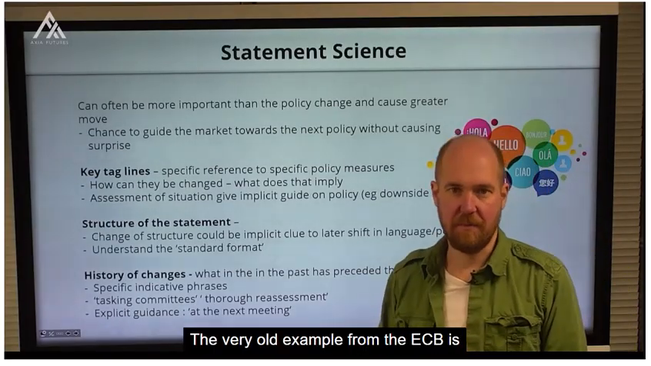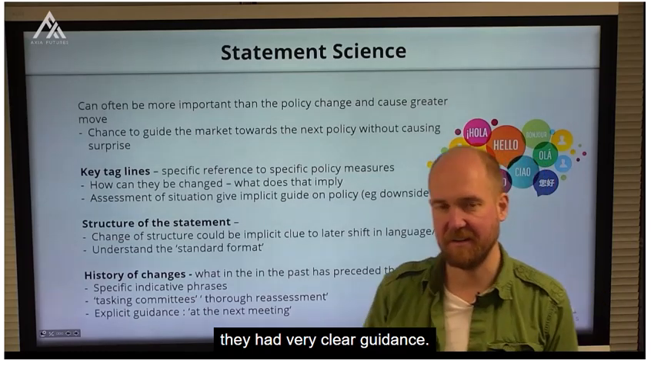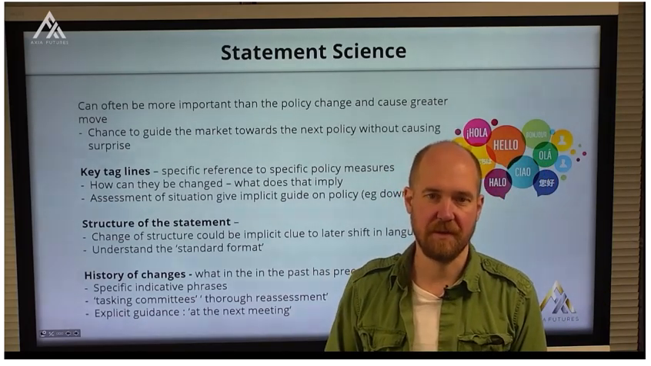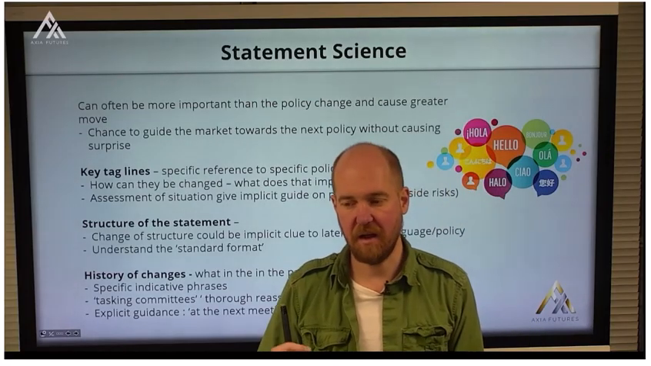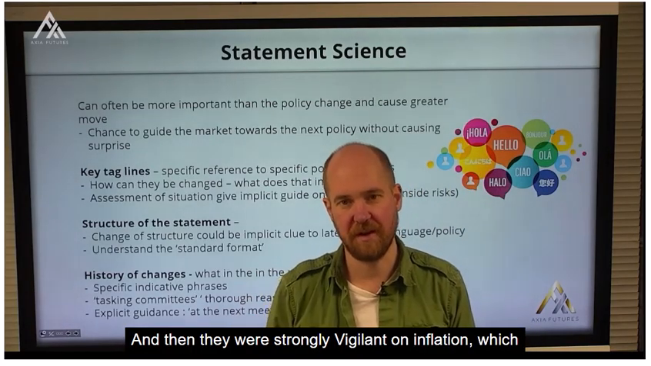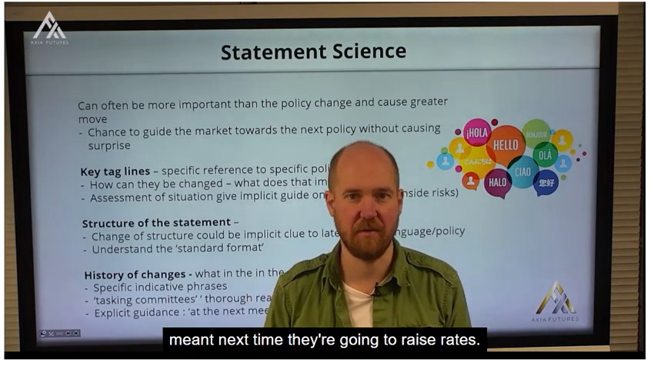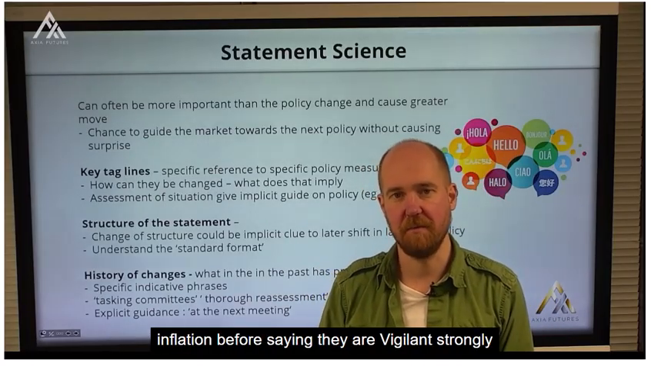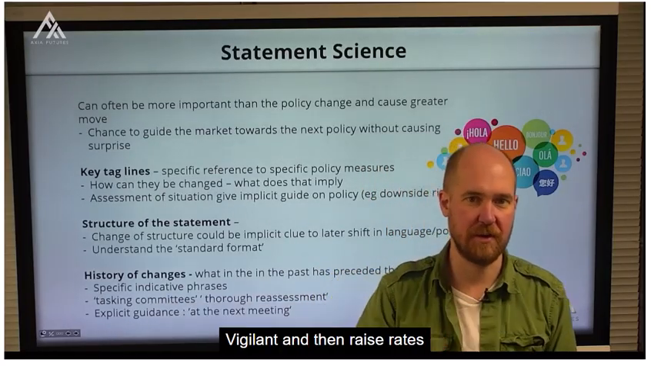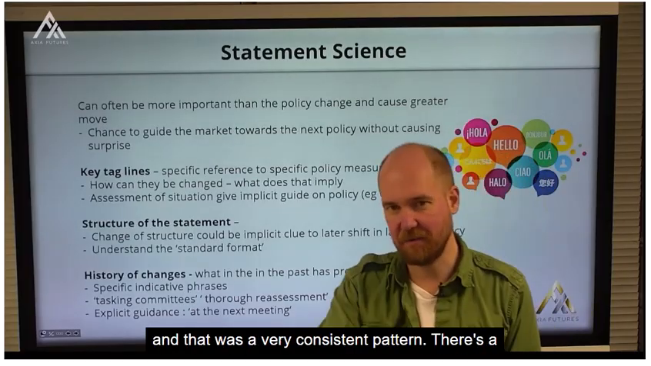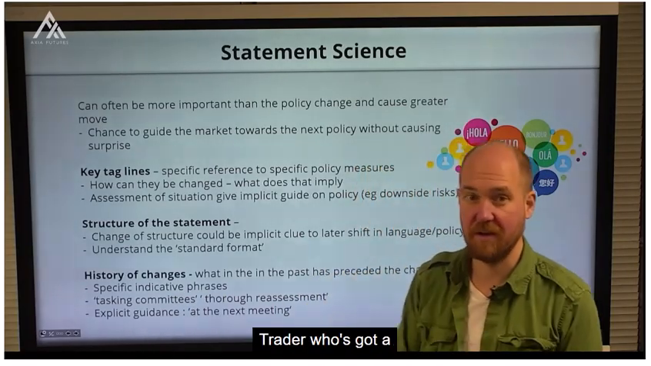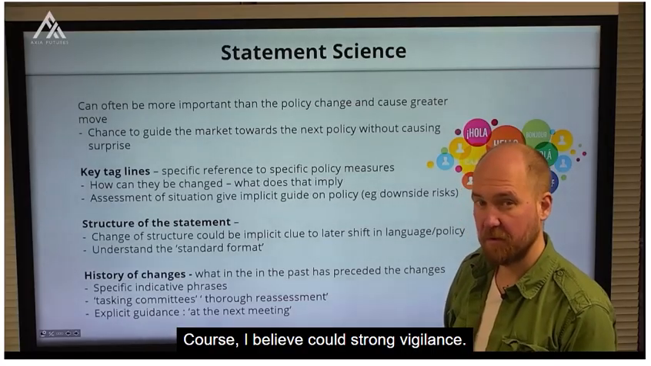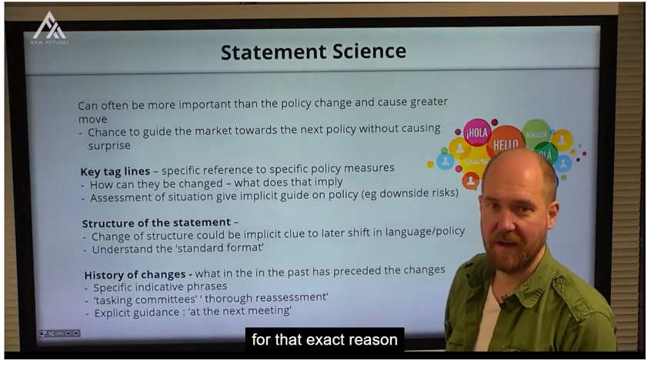The very old example from the ECB is they had very clear guidance where they would suggest that they are vigilant on inflation, and then they were strongly vigilant on inflation, which meant next time they're going to raise rates. They would raise rates and say they will now closely monitor inflation before saying they are vigilant, strongly vigilant, and then raise rates. And that was a very consistent pattern. There's a trader who's got a horse, I believe, called Strong Vigilance for that exact reason.